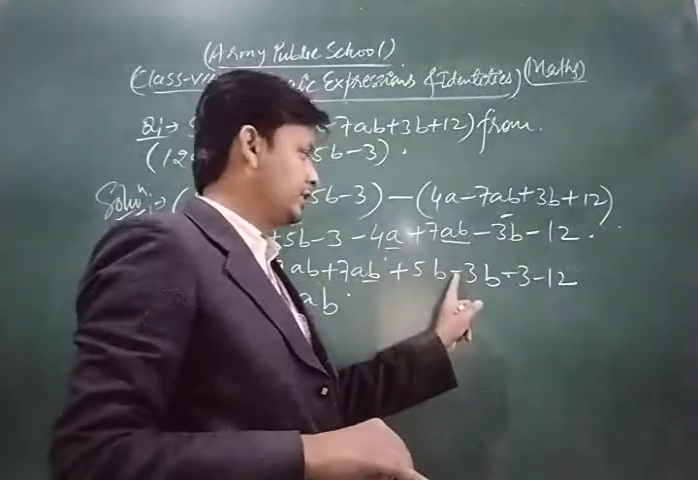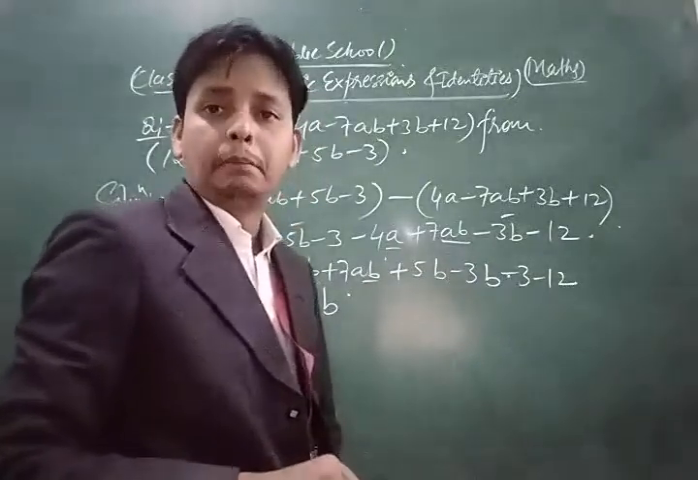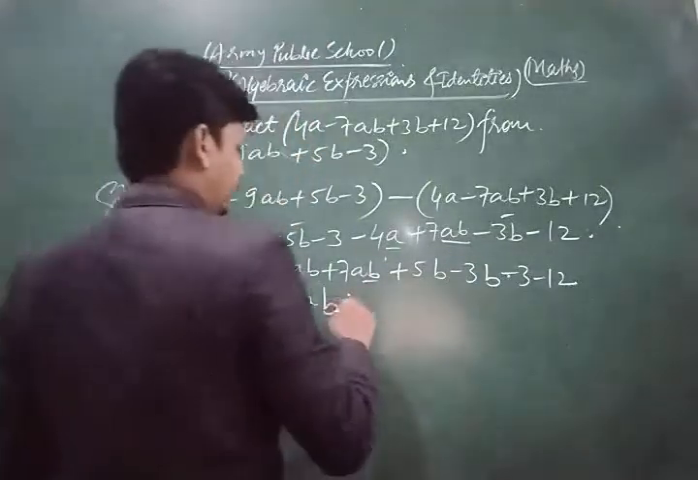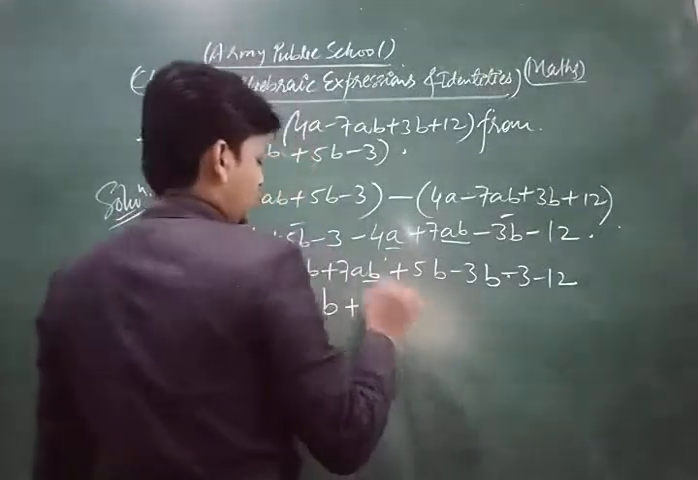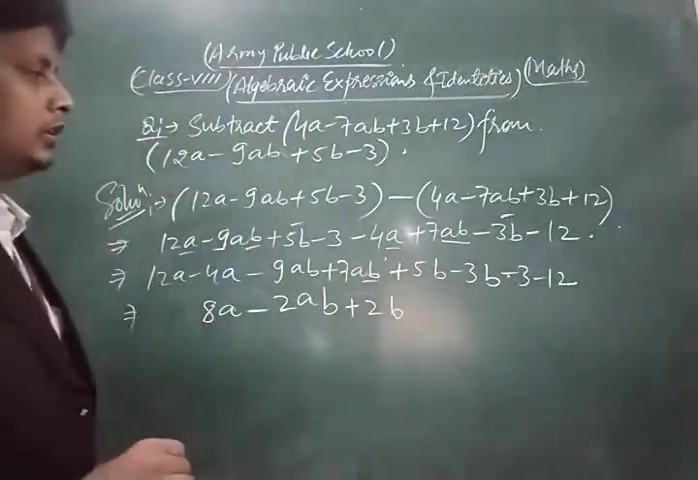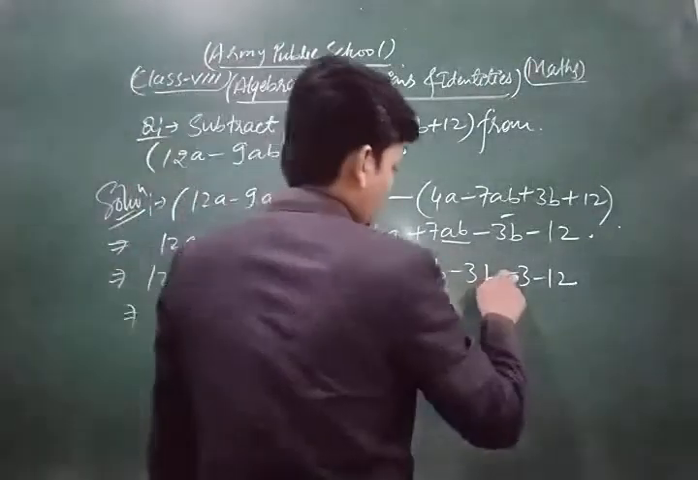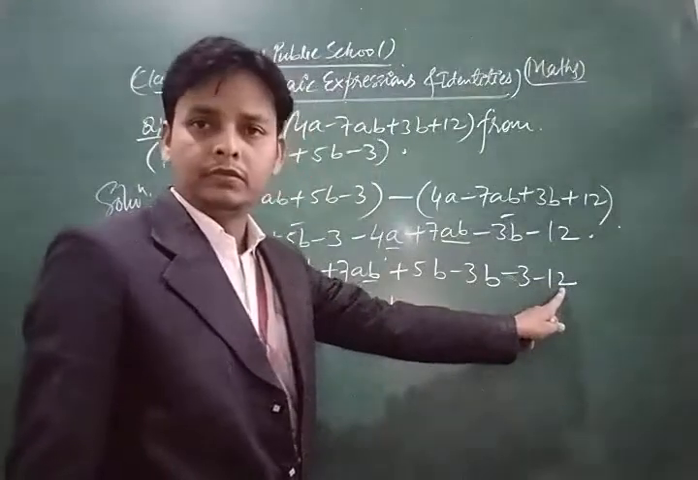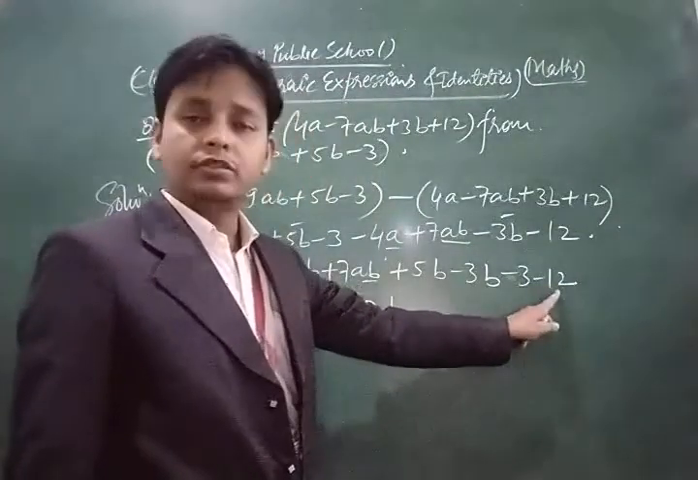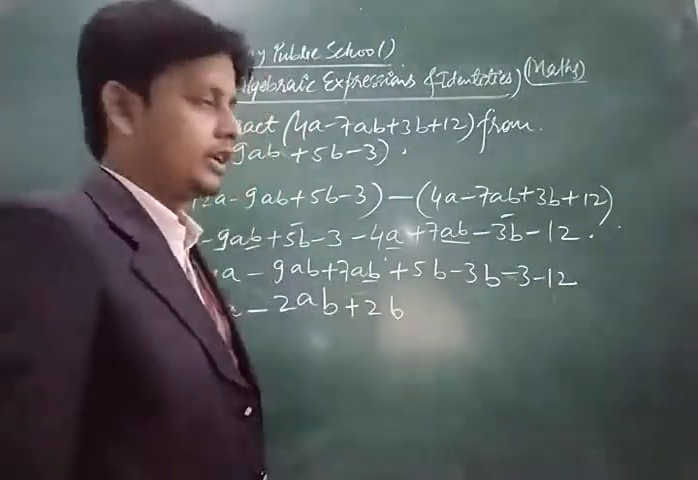So this is plus 5, this is minus 3. So we have plus 2b. Now this is minus 3 and this is minus 12. So minus 3 minus 12 is minus 15.